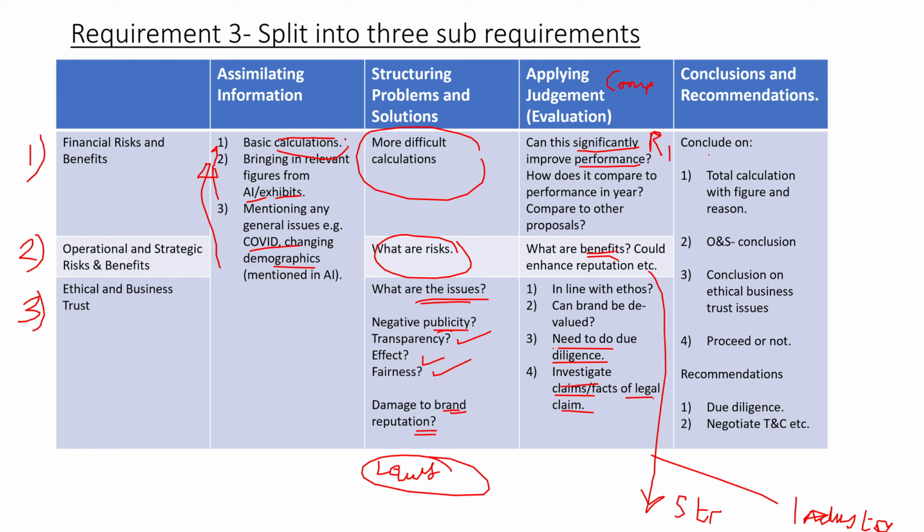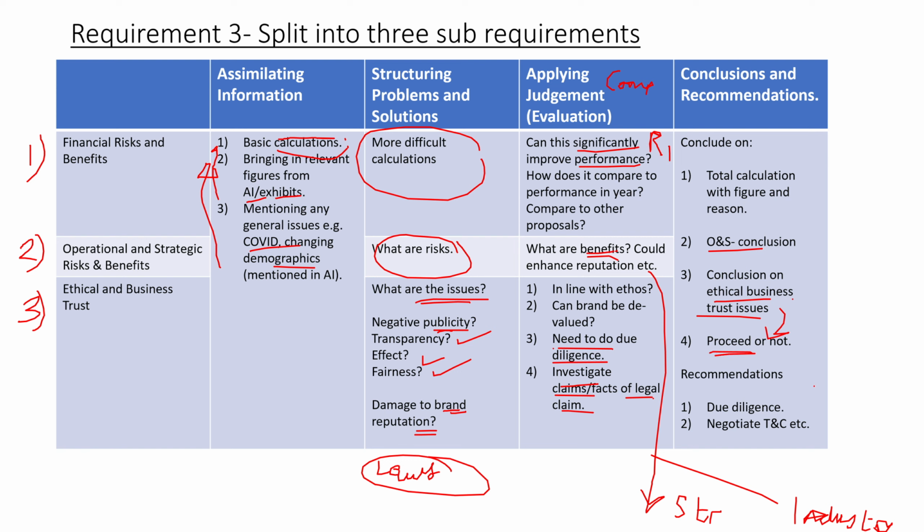Now, conclusion, again, is the same. So we conclude on each sub-requirement. So what are the key financial risks and benefits? What are the key O&S? What are the key ethical business trust issues? And how do we proceed? How do we proceed, basically?